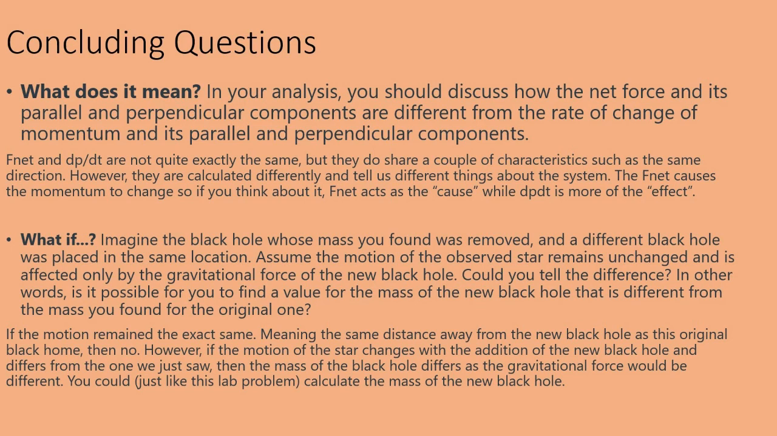Now, what if the black hole was removed and a different black hole was placed in the same location, and the motion remains unchanged? Can you tell what the mass of the black hole is? Well, if it's the same trajectory, then that means it has to be the same velocity and therefore the same momentum. And since the only force causing that is the gravity from the black hole, then the mass would have to be the exact same. However, if the motion were different, then the mass would not be the same, but you could still calculate the mass of the black hole just like we did in this experiment.